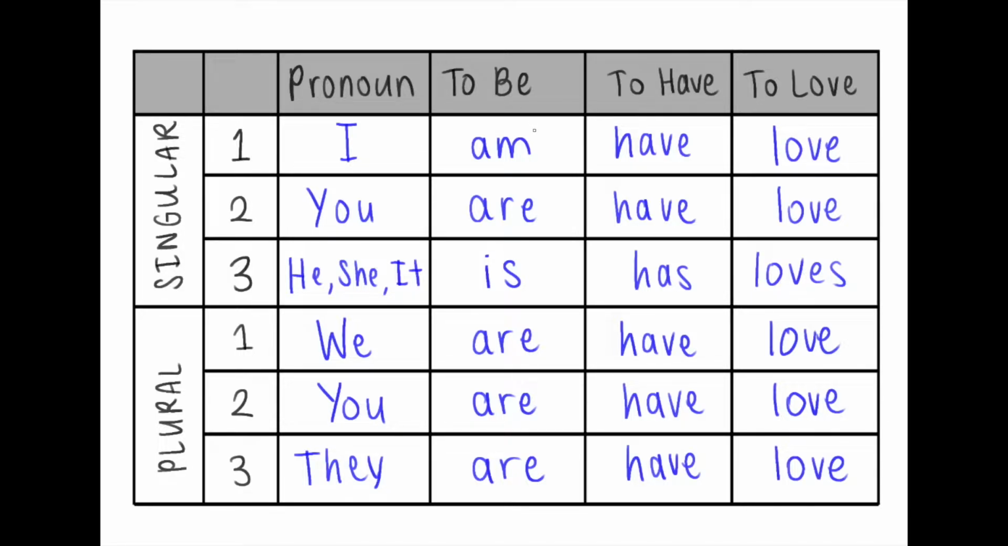Now, other than for the pronoun I and the verb to be, which is I am, you can see a pattern, right? We see are being repeated the whole time for to be. We see have being repeated and love. The only exception where we really see a change is in the third person singular, right? If you notice, in each of these verbs, they always end with a letter S.